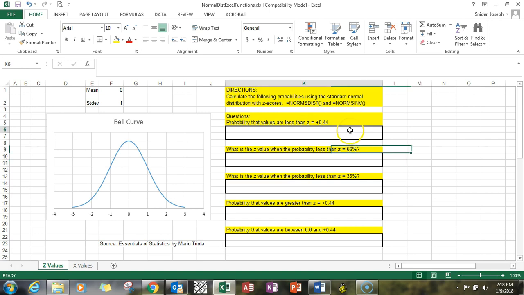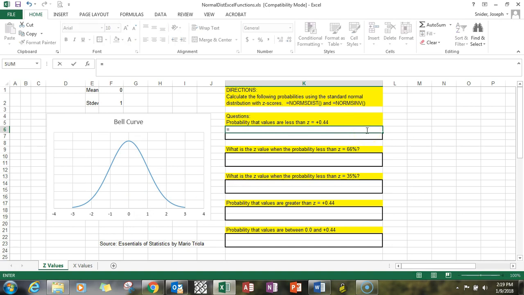Okay? So the probability that the values are less than a Z value of 0.44 on the chart, that would be right about in the middle between 0 and 1, positive 0.44. So it's wanting to know the probability that the values are less than that amount. It's going to be a little over 50%, because it's over the zero halfway mark. So about right in here. So we're going to calculate that out.